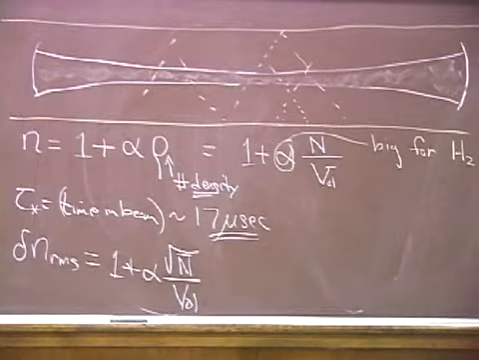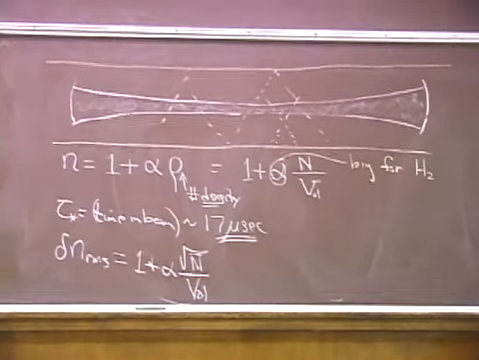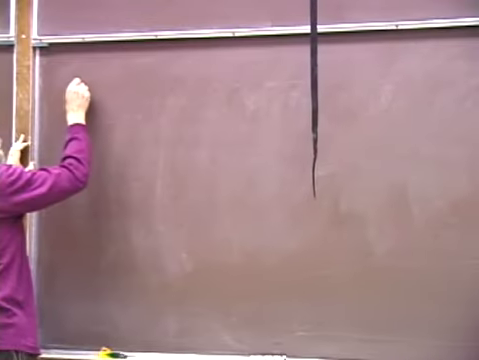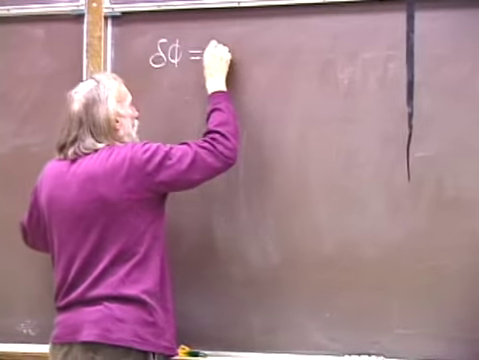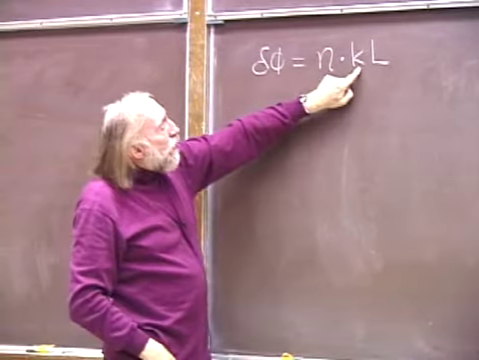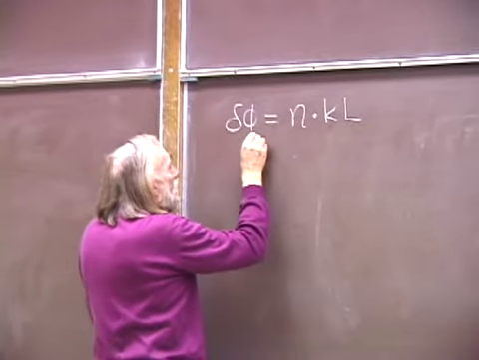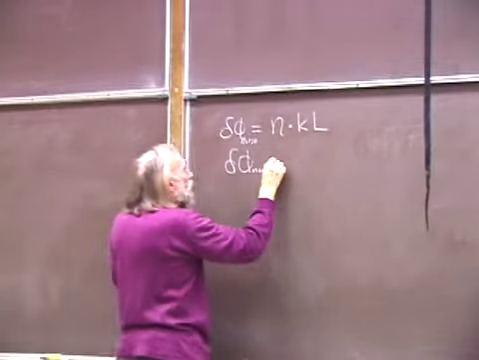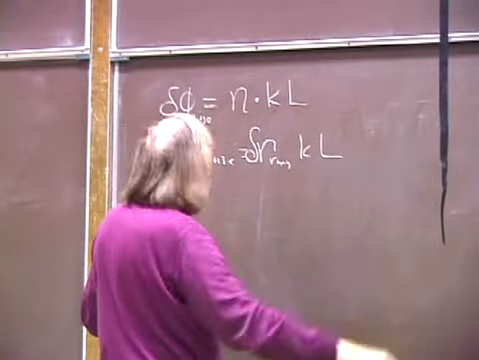Now, this index of refraction is going to give rise to a phase shift on each trip down the beam, a phase shift that is just equal to n times k times L, where k is the wave number and L is the distance down the beam. So this is the noise, and the RMS noise in the phase shift is just delta n RMS times kL, where that's the delta n RMS.